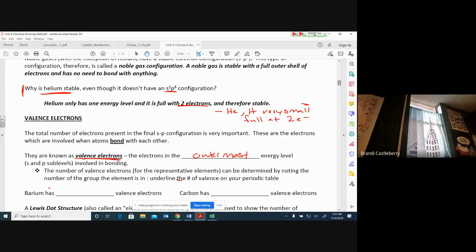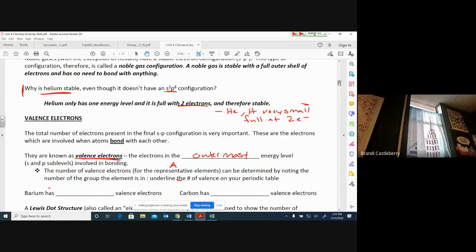The number of valence electrons for representative elements, that means the A group. It's literally labeled on your periodic table. They have A's next to them on the top of the column. It says 1A, 2A, 3A, 4A. So for our representative A elements, the number can be determined by just the number they are in. And I already made you underline it. So remember, that was the second thing. I had it highlighted on my table. Some of you did it, some of you have not.